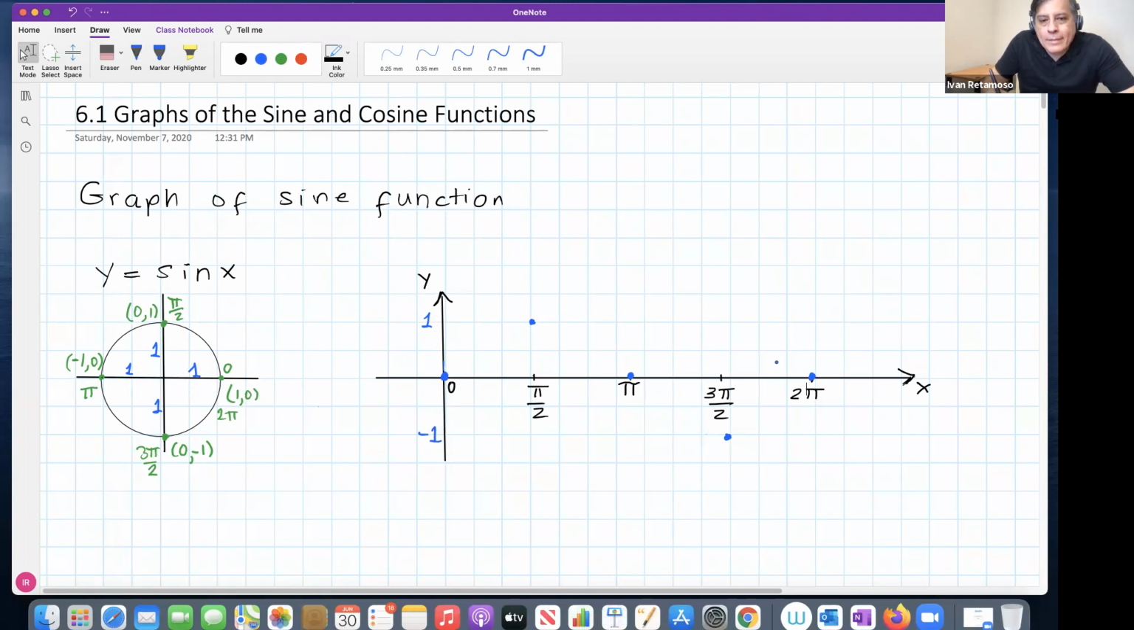Okay, great. So now if you connect these dots that we have with a smooth curve, and smooth means no corners, no gaps, right? More or less, you're going to get something like this. Continue here. So it's going to look like a wave, right? Like a wave here. Great. And we're going to call this a wave.